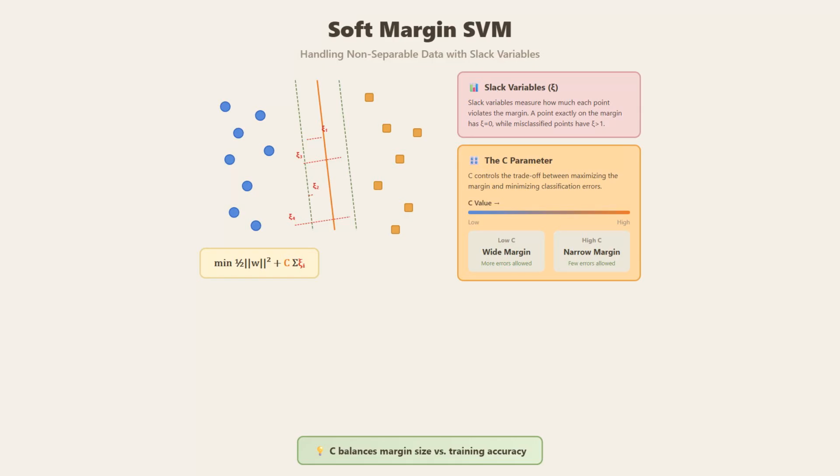When C is high, we're heavily penalizing every error. The algorithm will try hard to classify every training point correctly, even if it means a narrower margin or a more complex boundary. This can lead to overfitting. Finding the right value of C is a critical hyperparameter tuning decision that usually requires cross-validation.